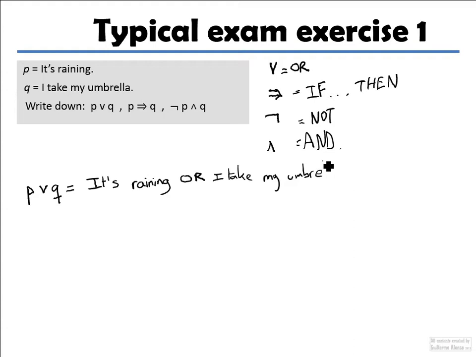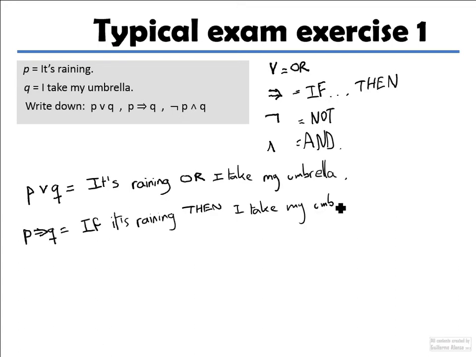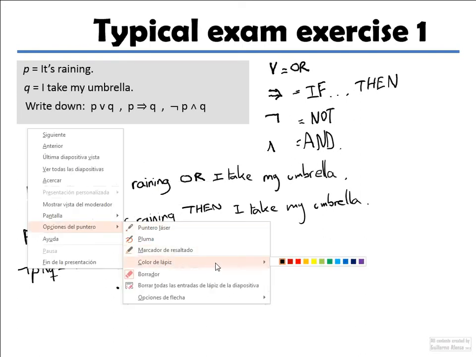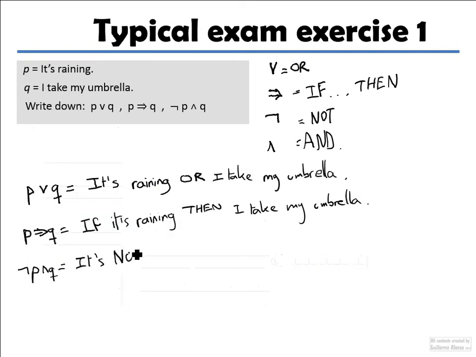What's the next one going to be? Well, the arrow, P, arrow Q, is if then. Hence, right, if it's raining, then I take my umbrella. And finally, we have this not P and Q. Hence, it's not raining. Remember, that's how we build the negation in English. It's not raining, and I take my umbrella.